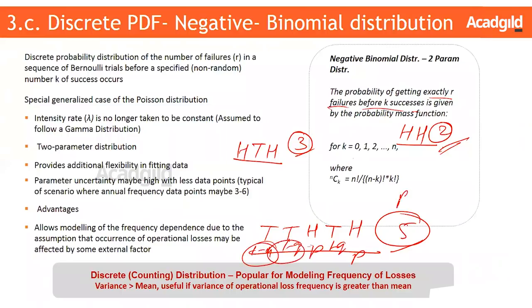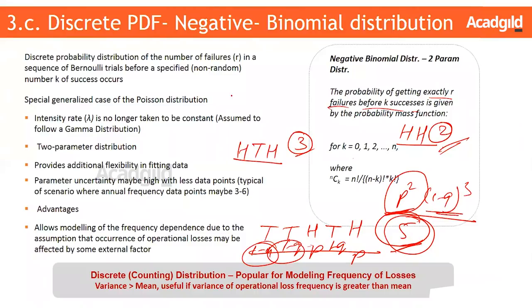So this is p square into (1 minus q) to the power of something. If this is 5, I need two heads. The moment I get two heads, I stop. So p will always be raised to 2, and 1 minus q would be raised to 5 minus 2.